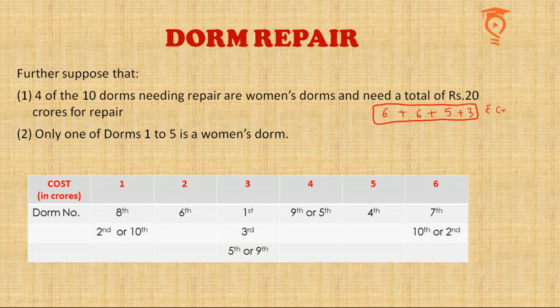It also says that only one of the first 5 DOMs belongs to women. And that I'm sure is going to be DOM number 4th, because we have to have a 5 crore slot and there is only one DOM over here. So 4th, that means in the 6 crore slots, 2nd cannot be there, hence 10th cannot be in the 1 crore slot. So I'm going to write DOM number 7th and 10th. And for 3 crore, we cannot have 1 or 3 or 5. That means DOM number 9 is in the 3 crore club, which means 5th DOM needs a 4 crore repair.